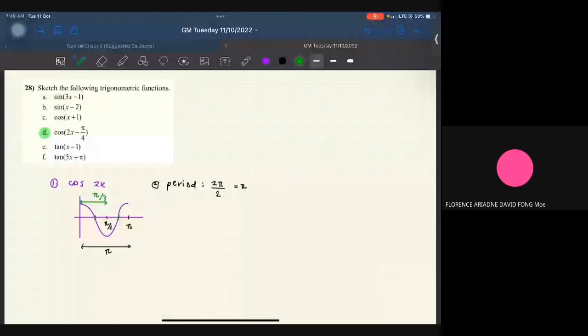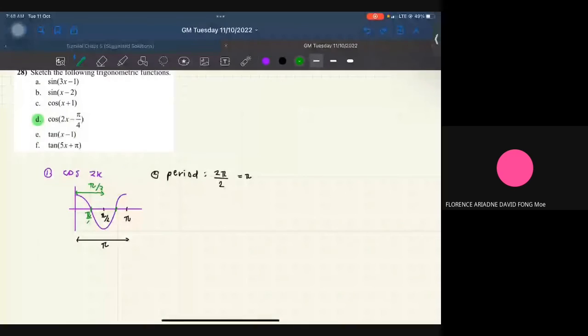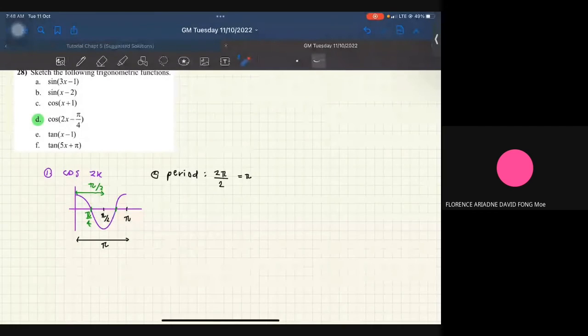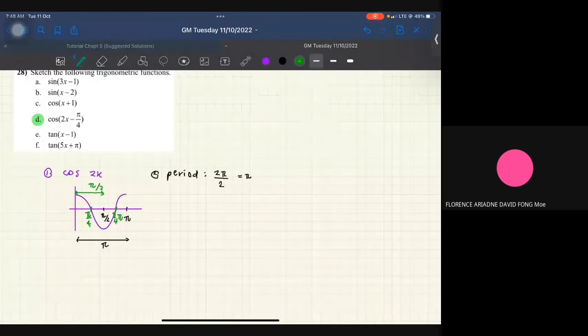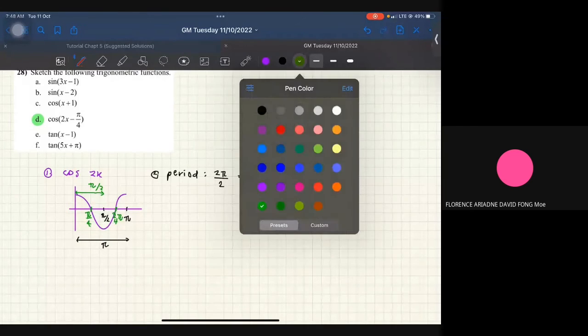Okay, so macam mana nak cari dekat sini? Ada 2 cara. It's either awak ambil pi over 2 plus dengan pi over 4 or pi over 2 plus pi divided by 2. Okay, so contohlah saya nak guna yang pi over 2. So kita ada pi over 2 plus dengan pi and then divided by 2. Awak dapatlah 3 over 4 pi. So here is 3 over 4 pi. Settle. Okay, so that is the first and second step.